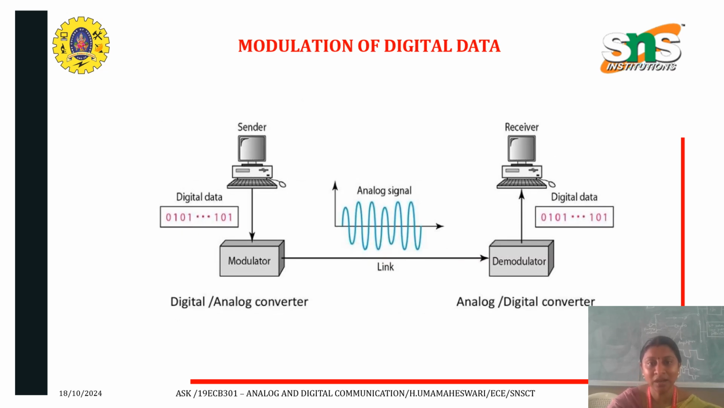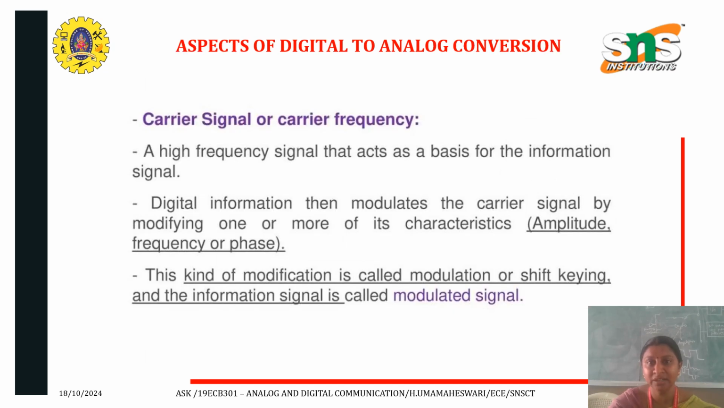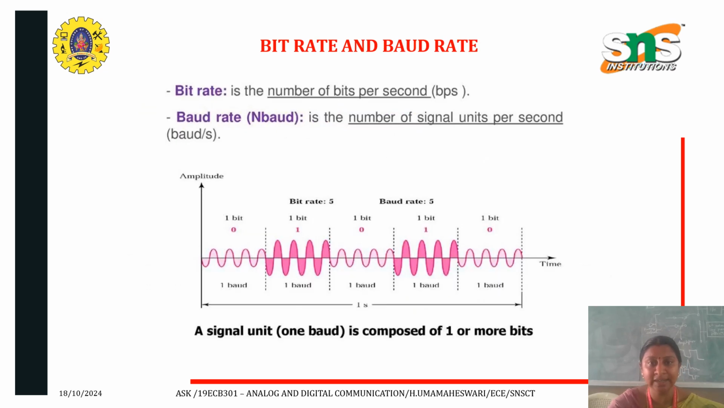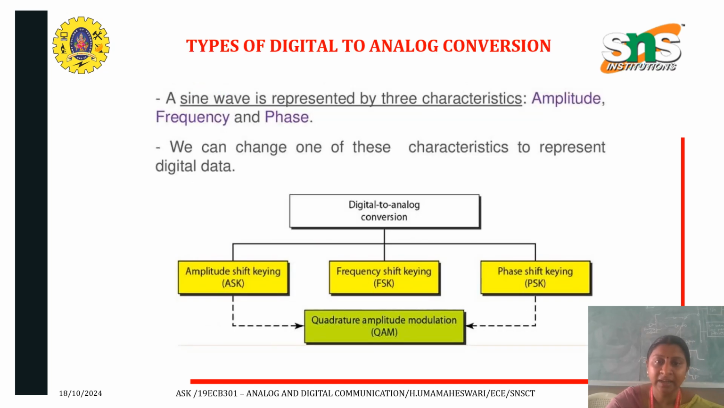This is nothing but a digital to analog converter and analog to digital converter. Modulator and demodulator are used, where a high frequency carrier signal acts as a basis for the information signal. This kind of modification is called modulation or shift keying, and the information signal is called the modulated signal. A bit rate and a baud rate will be defined here. Bit rate is nothing but the number of bits per second. Baud rate is nothing but the number of signal units per second.